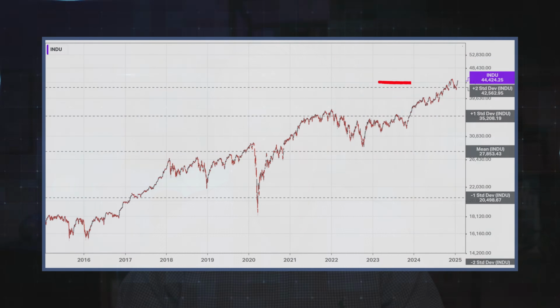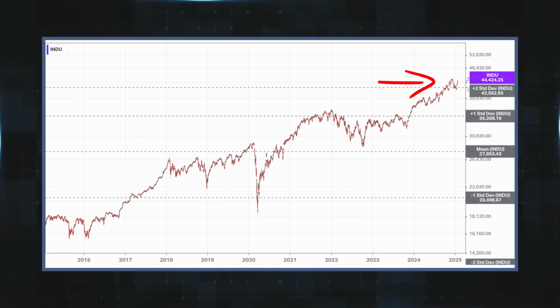Now, I want to move to the Dow Jones Industrial Average. You may remember back in January, the Dow was also trading above that plus 2 standard deviations. Again, another sign of stretched valuations. My observation back then was that this index was elevated, vulnerable to a potential pullback. Again, defensive, balanced positioning is what I recommended as a portfolio strategy back then.